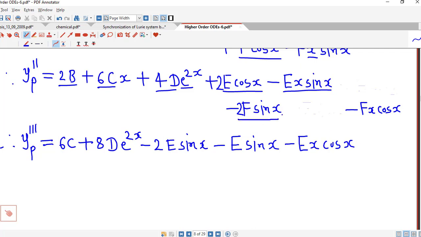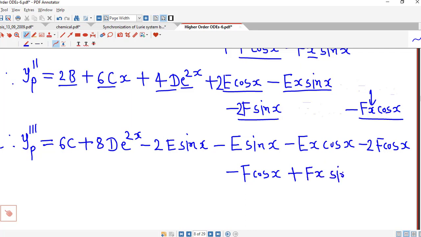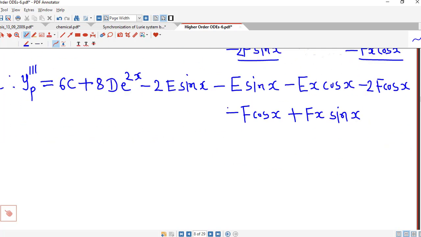Now derivative of sin x is cos x, so we have minus 2f cos x, and again we have to apply product rule. Minus f cos x as it is, derivative of x is 1, and derivative of cos x is minus sin x, so we have negative negative positive, fx as it is, derivative of cos x is minus sin x. So let us see whether we can combine the terms.